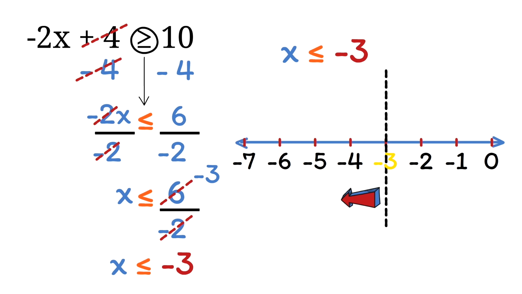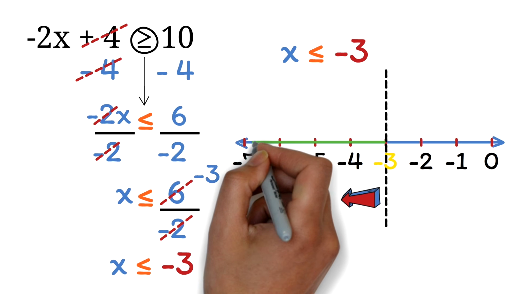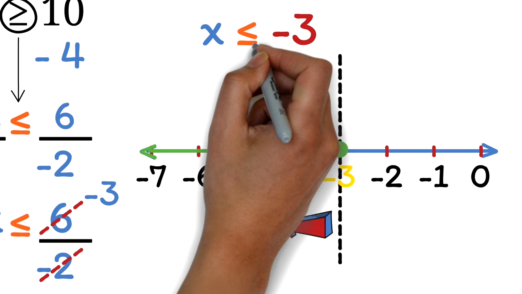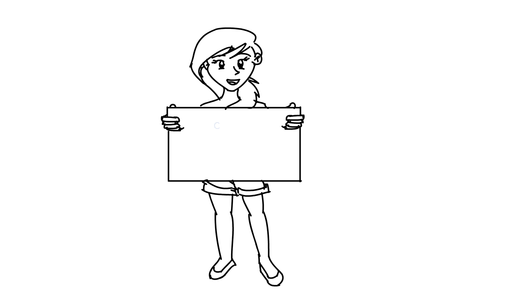So on our number line, we draw a straight line starting from negative 3 towards the left side. Then we draw an arrow on this line to show that all the possible answers we are looking at go on to infinity. And lastly, we draw a closed circle or dot on the negative 3 to show that it counts as an answer because of the equal to aspect of the symbol, the line underneath. Let's take a look at a trickier example to lock in what we have learned so far.